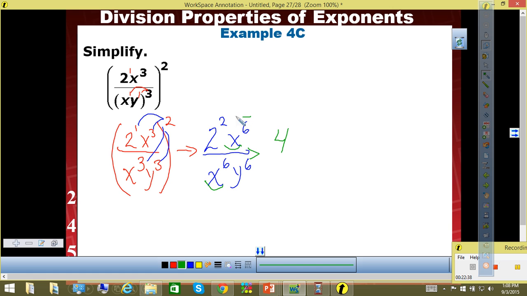Or you can just do this. You see the 1? Yeah, if you do this right here, I'll accept it. So this is a 1, right? So what is 1 times 4? 4. What is 1 times y to the 6th? Y to the 6th, and we're done.